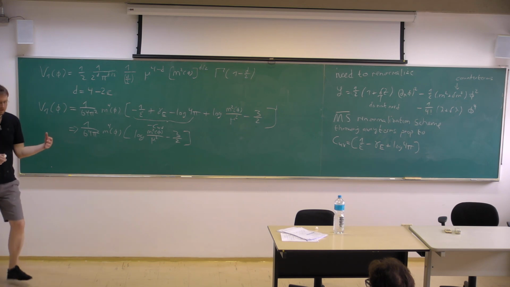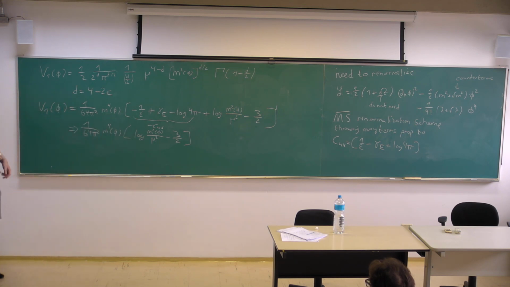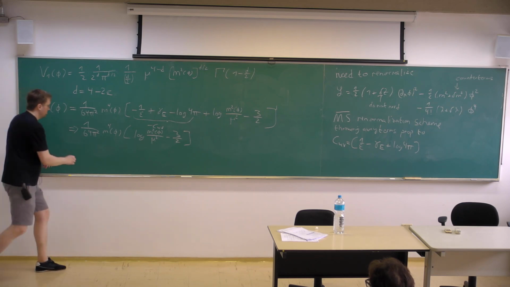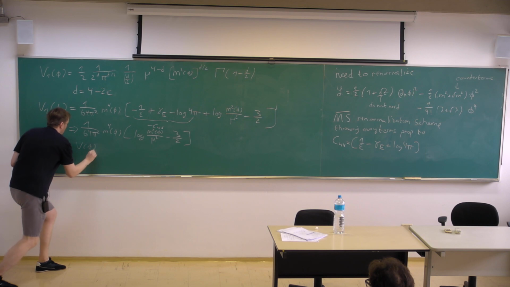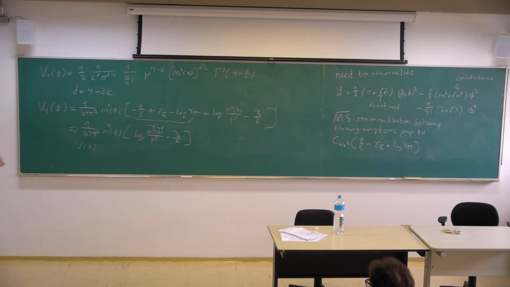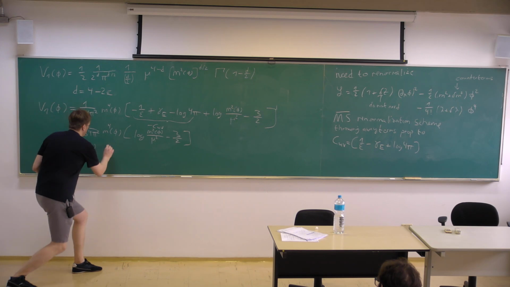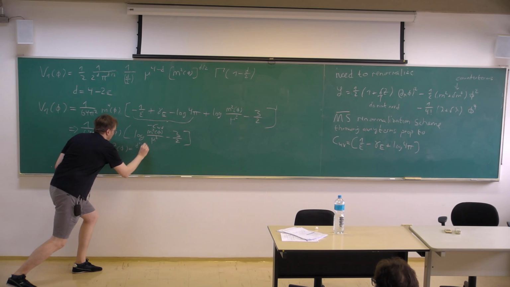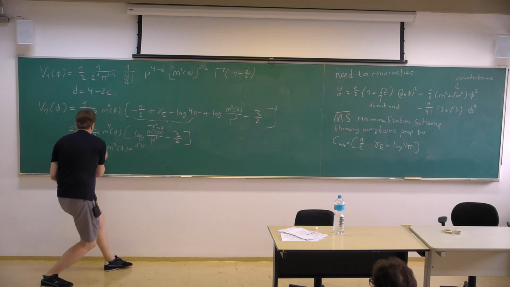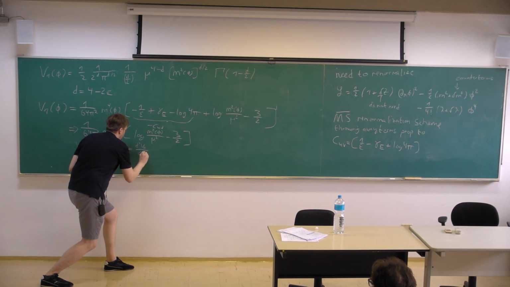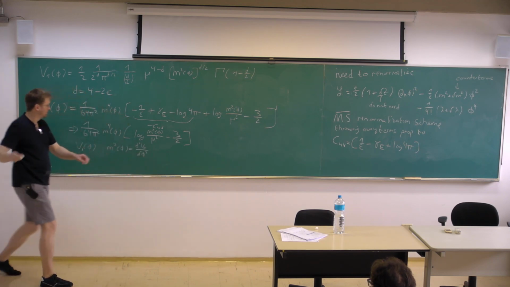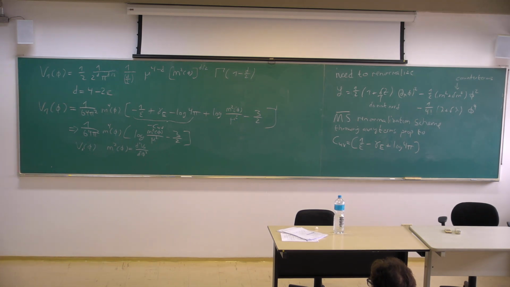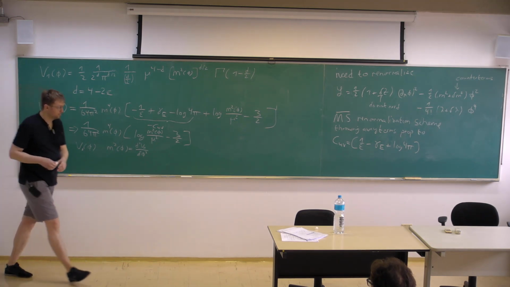So in the end, you just have to remember this formula. If you have some potential V of phi, which is not necessarily of the form that we assumed, then you just have to use in this formula the second derivative of this potential with respect to the field. Okay.